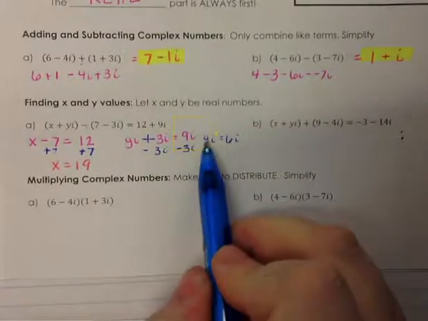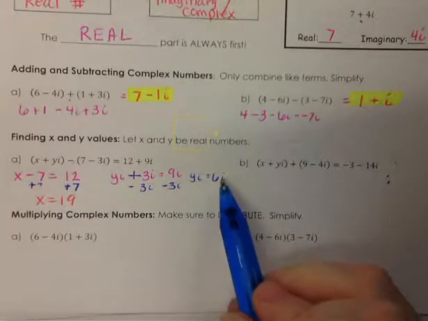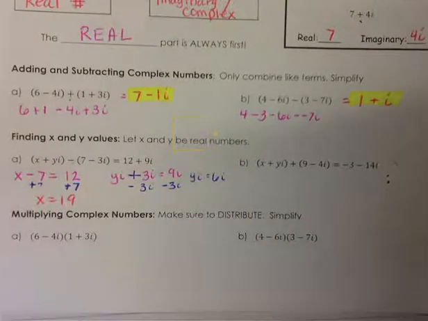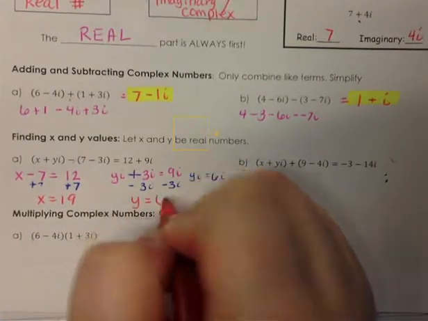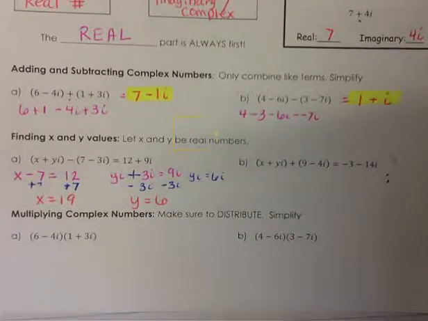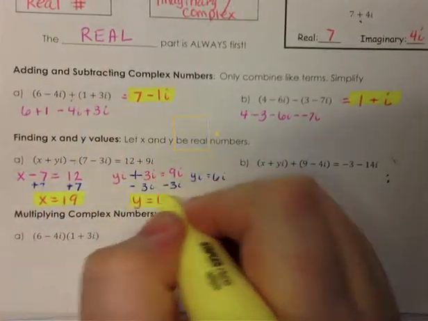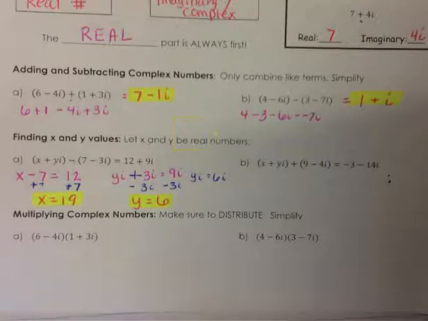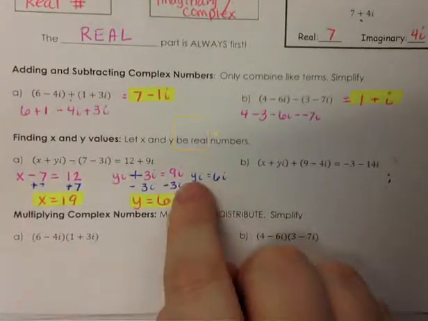Now I just want the y value. If you notice, these both have the i on it already. So the y has to be the 6 to make them the same. So y is equal to 6. And those are our two values. So x is equal to 19 and y is equal to 6. Y is not 6i because we already have the i on there. I just wanted to figure out what the y value is.